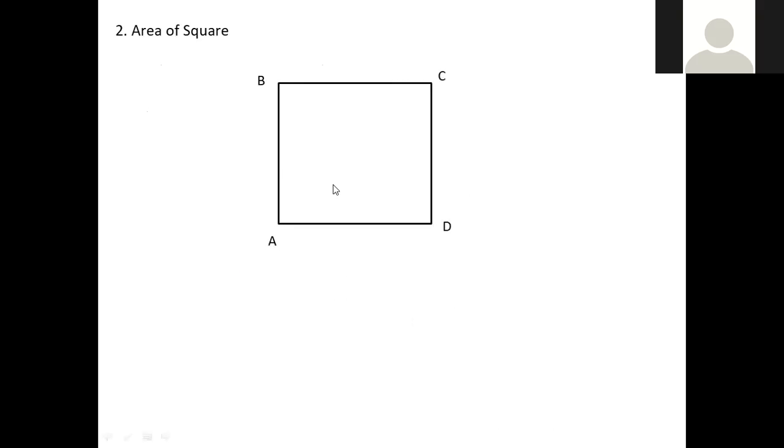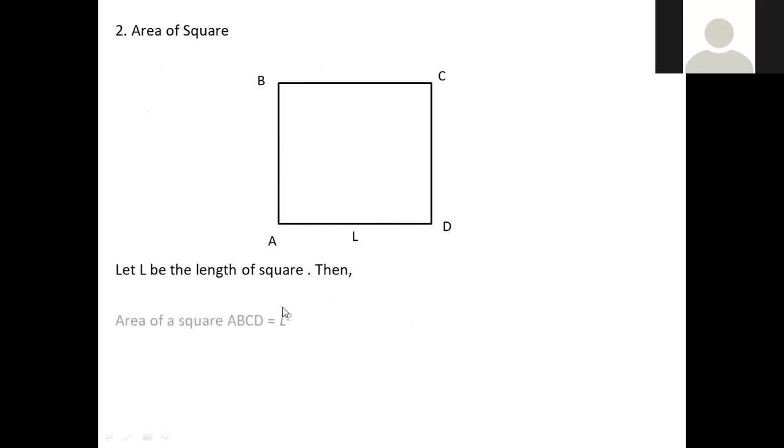Now look, I am going to explain about area of a square. Square shape will be like this, and let L be the length, and its breadth also will be the same. Length and breadth are equal. That's why we have here length only.